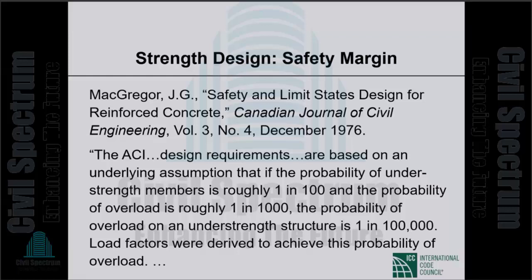And in this paper, he says something that I would like to throw in, and then probably it's better to move on. The ACI design requirements are based on an underlying assumption that the probability of an understrength member is roughly 1 in 100, one member in 100, and the probability of overload is roughly 1 in 1,000. The probability of overload on an understrength member or structure is 1 in 100,000. Load factors were derived to achieve this probability of overload.